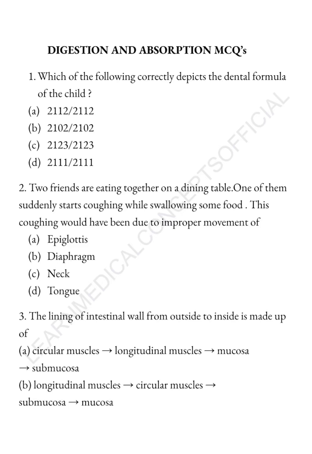And the correct option is option B. The children will have milk teeth which include 8 incisors, 4 canines and 8 molars. In children, the premolars are absent. So the correct dental formula is 2102 by 2102.